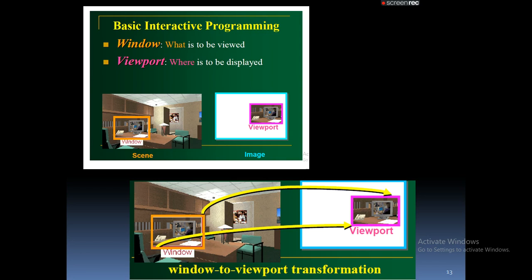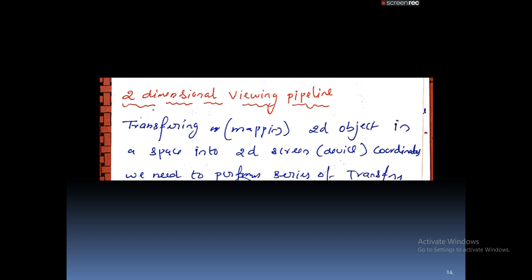If any part of the object lies in the clipping window, it has to lie inside the viewport. Then only can we view this particular object on the screen of the monitor. So the next topic is, if I want to map clipping window coordinates to viewport coordinates, we need to perform a series of transformations.